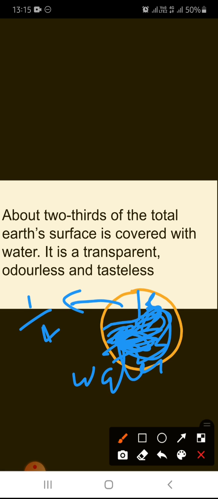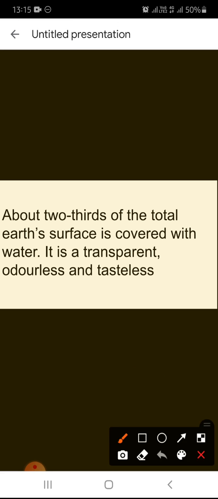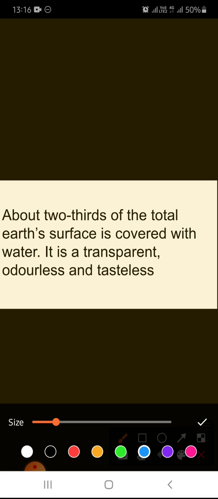Okay. And have you seen water? Yes, we have all seen water. So water is transparent, which means through clear water we can see clearly. Water is odorless. Is there any smell of water? No, water does not have any smell.